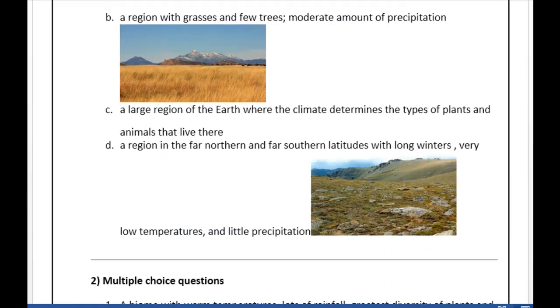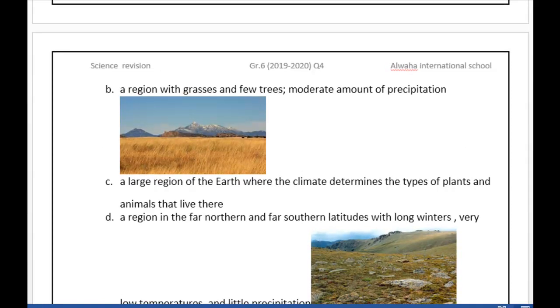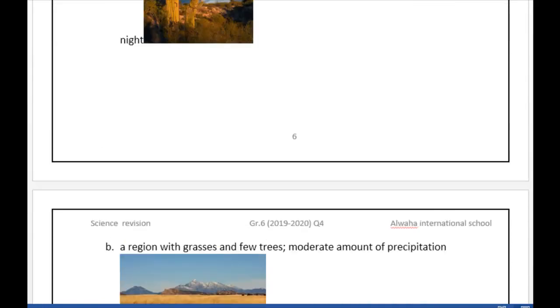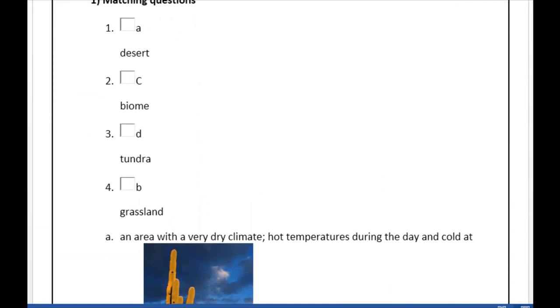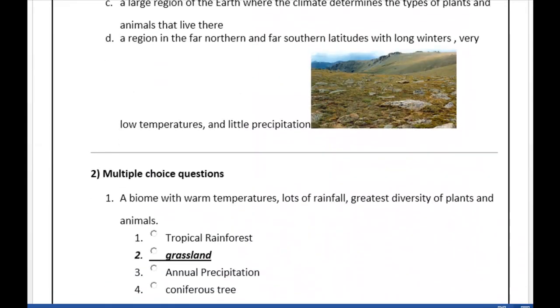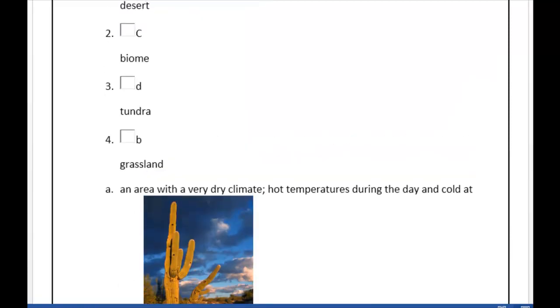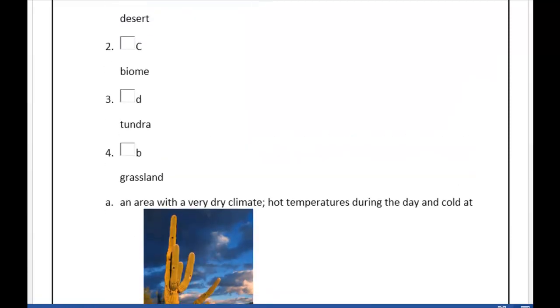Number B, region with a grass and few trees, moderate amount of precipitation. So number B, it will be grassland. Number C, a large region of the earth where the climate determines the types of plants and animals that live there. So number C, it will be biomes.